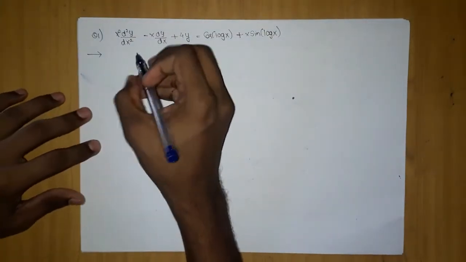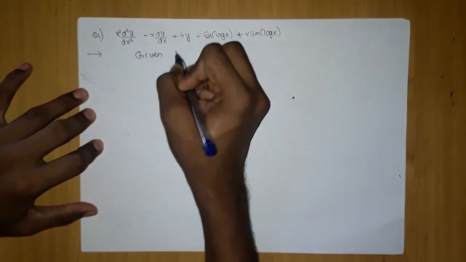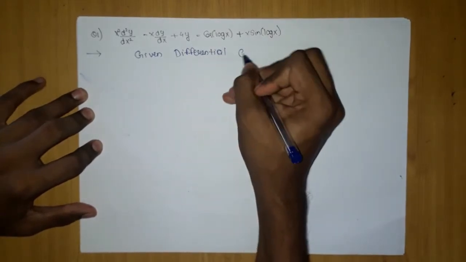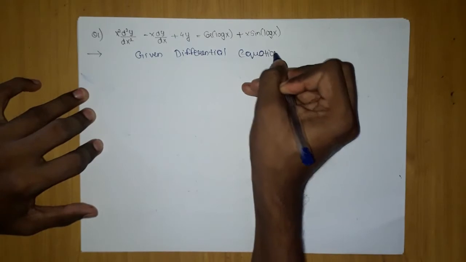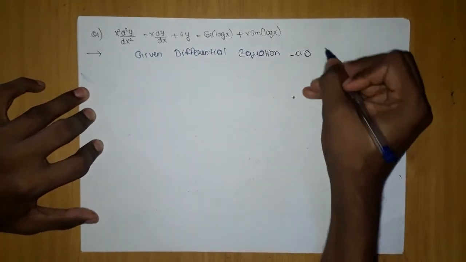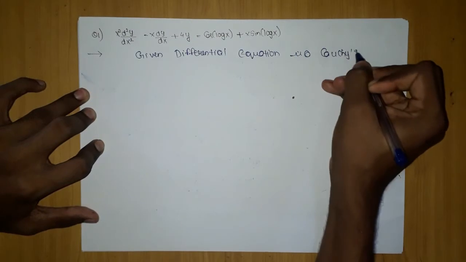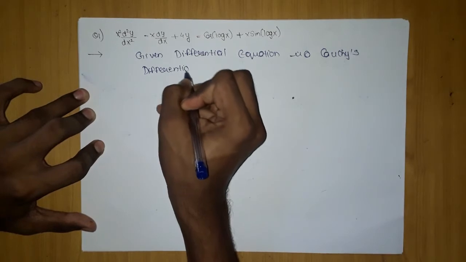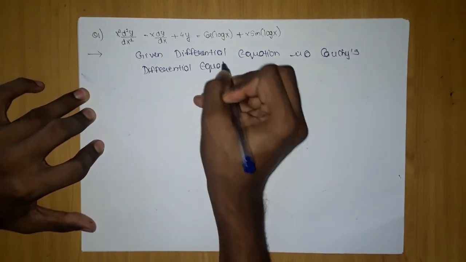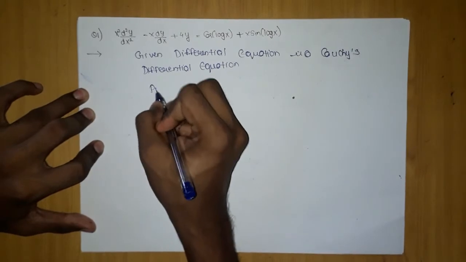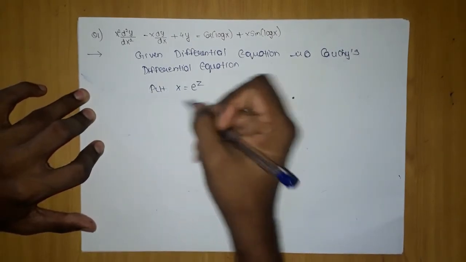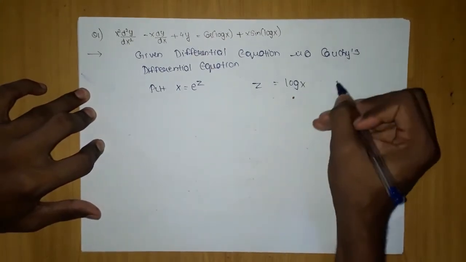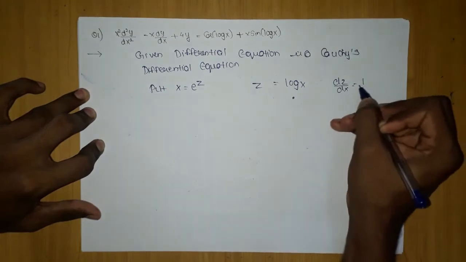First you have to mention to the examiner that the given differential equation is a Cauchy's differential equation. Agree? Now put x equals e to the power z. If we substitute that, we know z equals log x. We did this proof, and we know dz by dx is nothing but 1 by x.